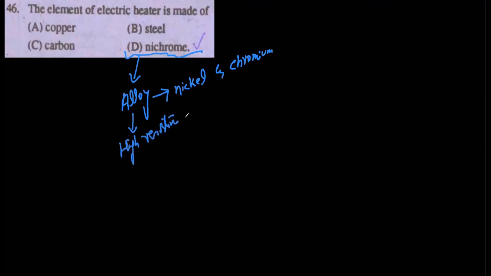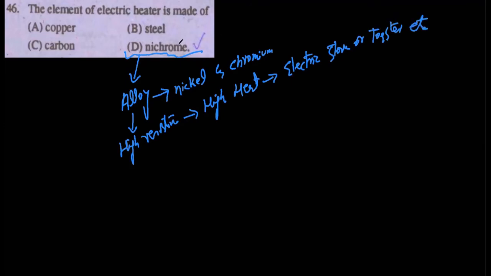due to which it will generate high heat, and due to which we mostly use it in an electric stove, or you can say in a toaster, etc. So the correct option is option D.